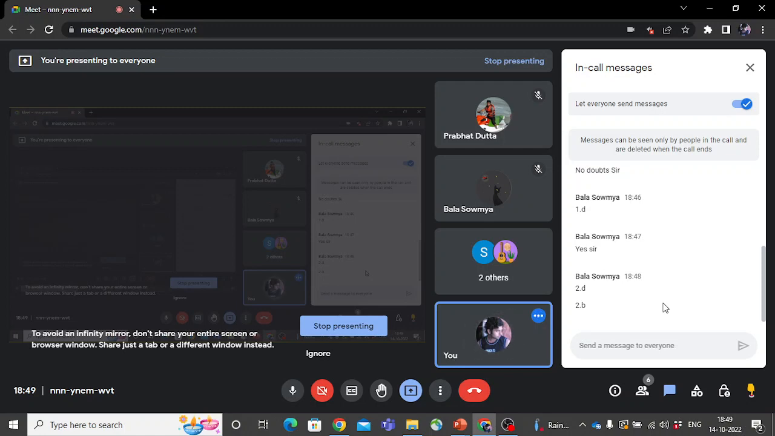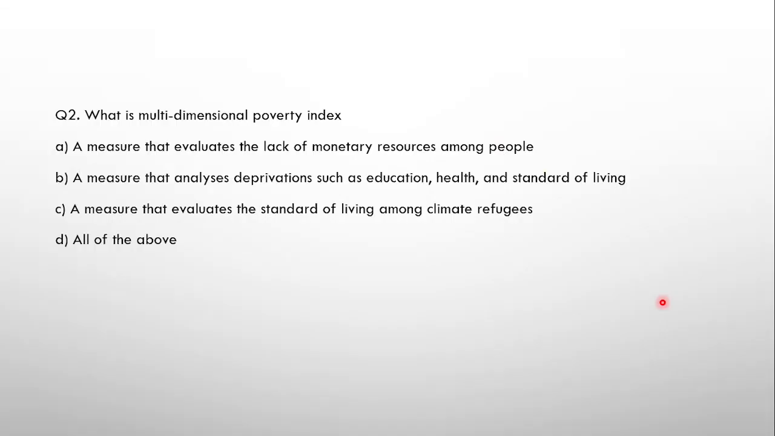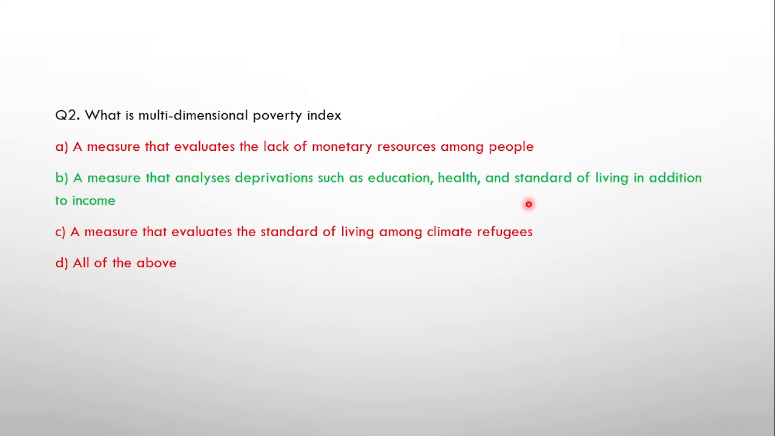Absolutely, yes. So now it's right. Education, health, and standard of living, right? Because we spoke about years of schooling, and in health we spoke about nutrition, and standard of living, like sanitation, infrastructure, and all that. So this is the answer, right? This is in addition to income.